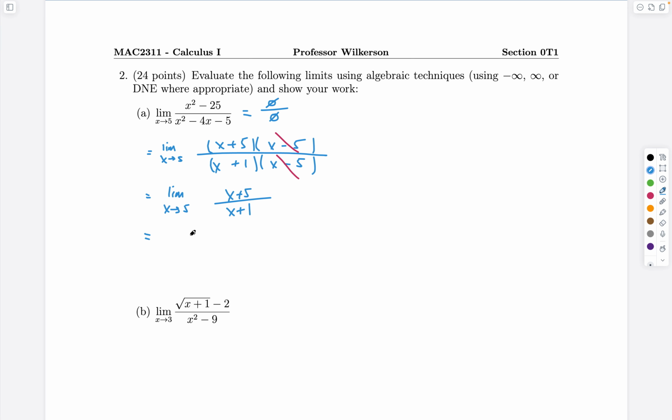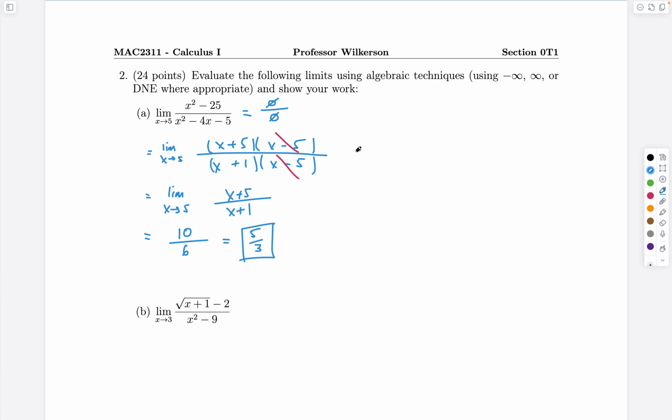We now do direct substitution. When you plug in the 5, we would get 5 plus 5, which is 10. And we would get 5 plus 1 in the denominator, which would be 6. Therefore, my final answer would come out to be 5 over 3. That would be the limit from up here.